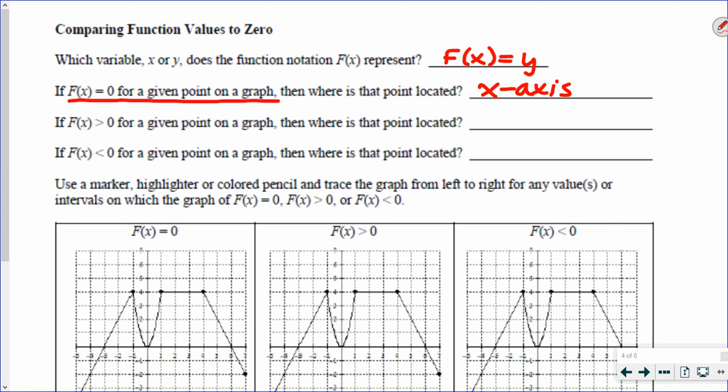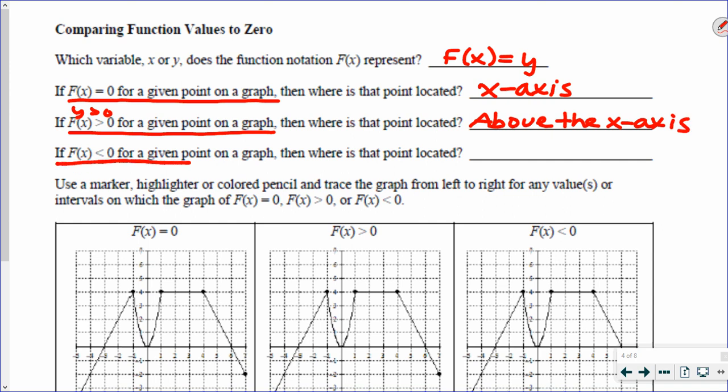Okay, if f of x is greater than 0 for a given point on a graph, then where is that point located? Well, this is like saying y is greater than 0. So that point would be located above the x-axis. If f of x is less than 0 for a given point on a graph, okay, again, that would be like saying y is less than 0. Then where is that point located? It would be located below the x-axis.